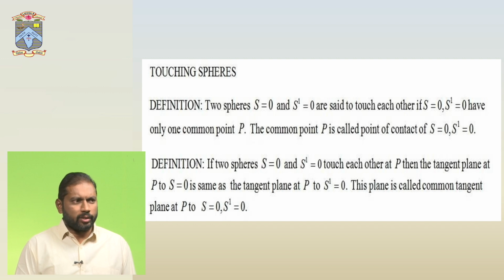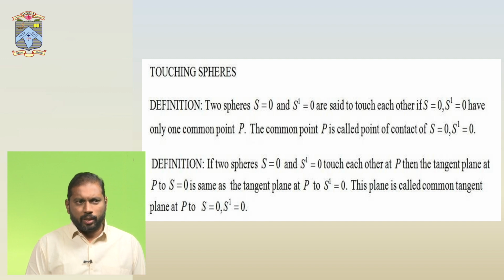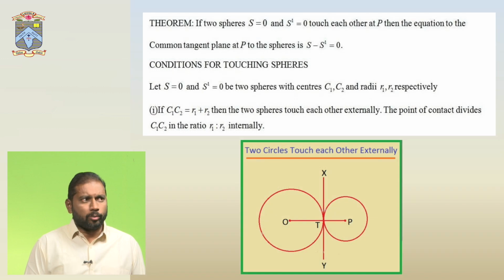Another definition. If two spheres S = 0 and S' = 0 touch each other at P, then the tangent plane at P to S = 0 is the same as the tangent plane at P to S' = 0. This plane is called the common tangent plane at P to both the spheres S = 0 and S' = 0.